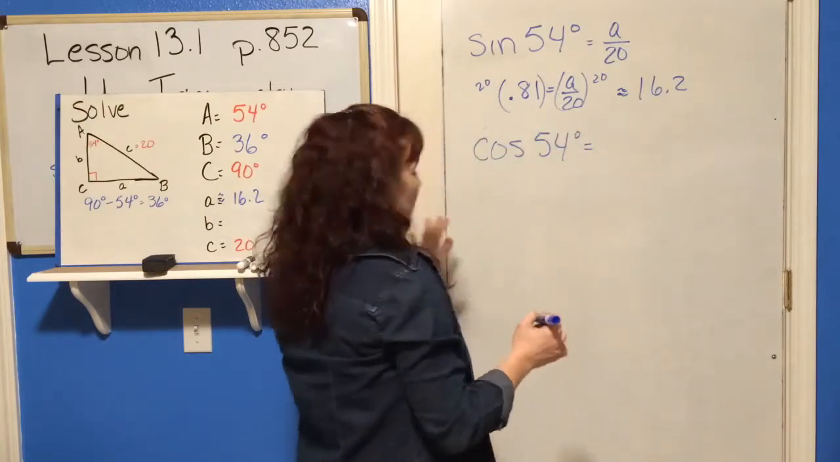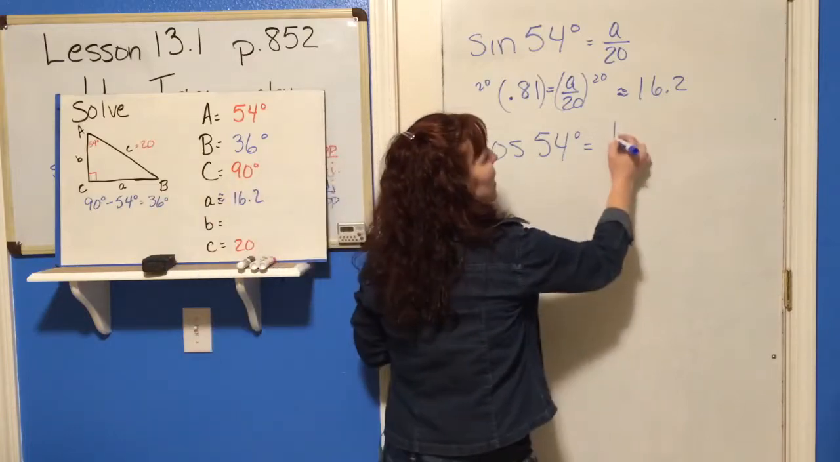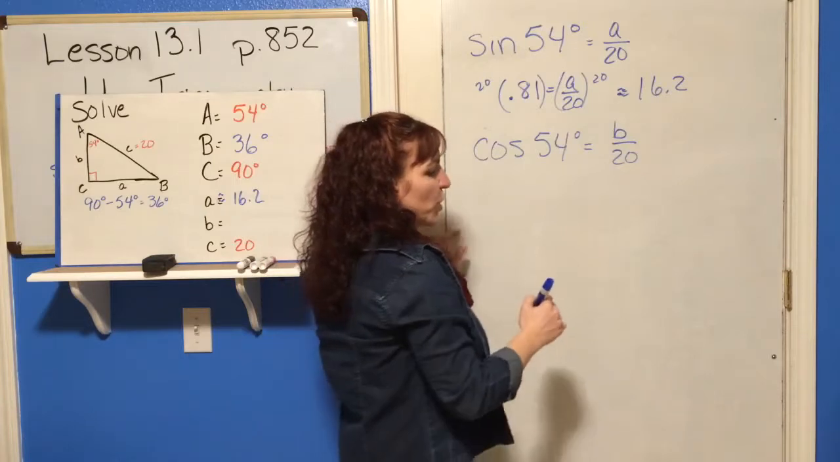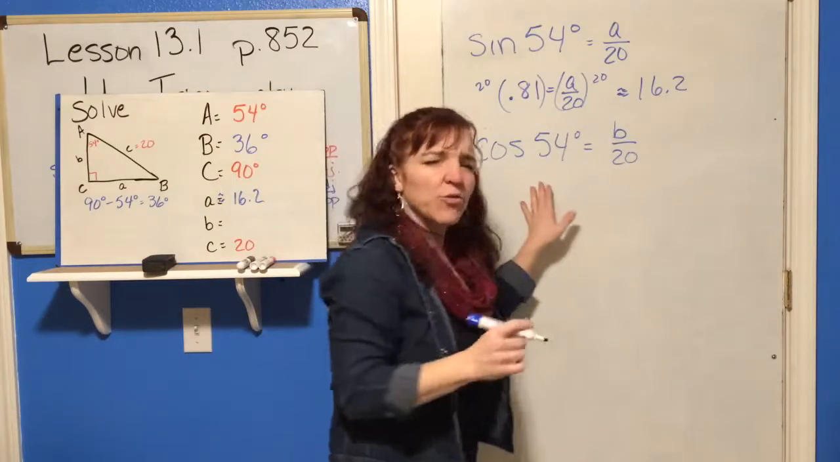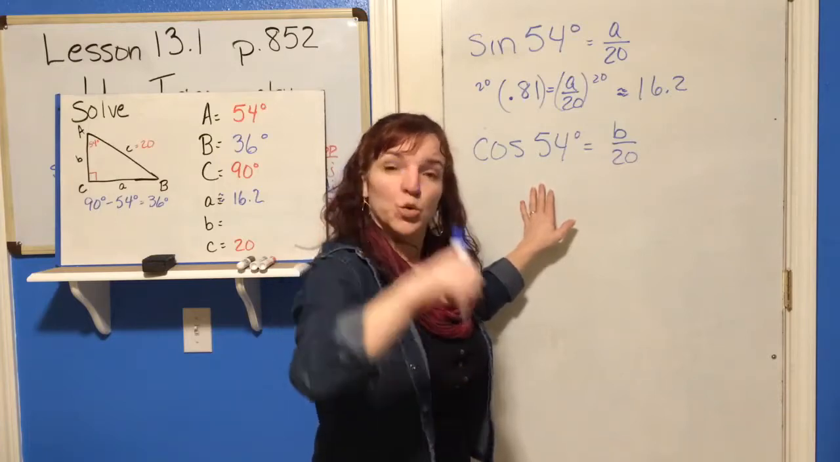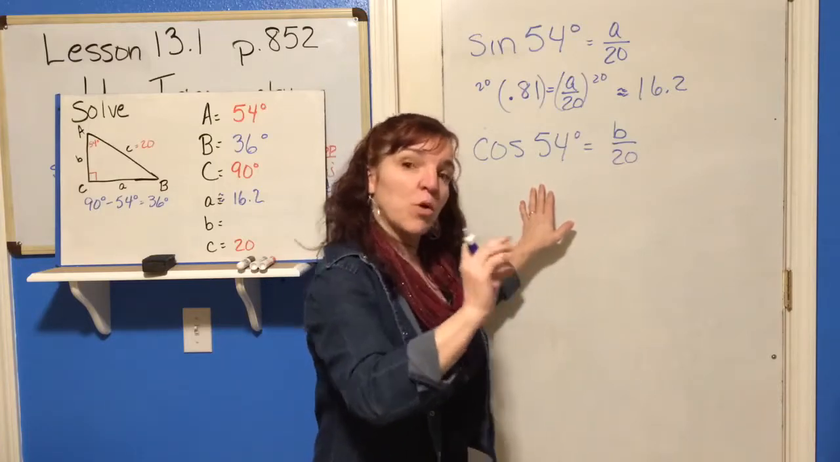So the cosine of 54 degrees is going to be b over 20. And when you put in cosine of 54 degrees, be careful. You know what? I didn't tell you this. Make sure that your calculator is set in degree mode, because there's degree mode and there's radian mode.